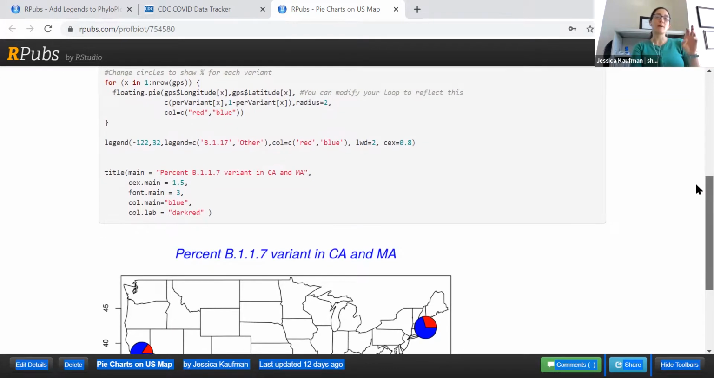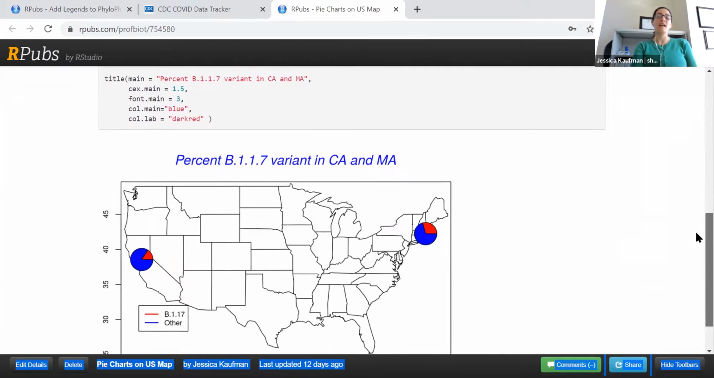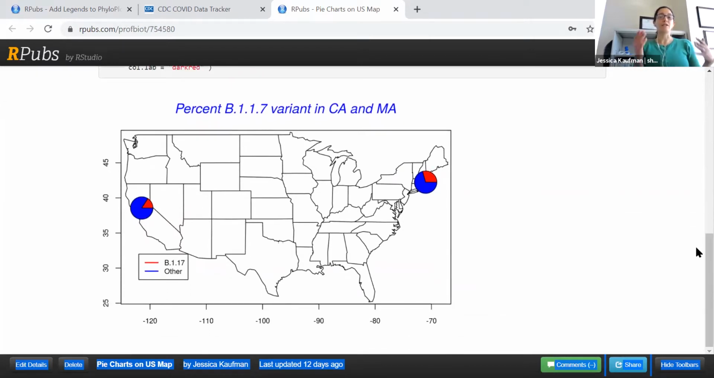So we're going to put a floating pie chart in each of those locations, and you'll be able to have a really nice comparison very quickly between which of the states that you sample have a higher proportion of B117 compared to the other states.